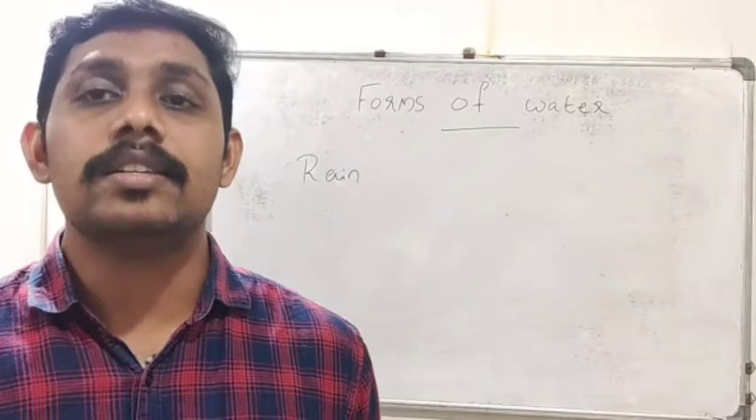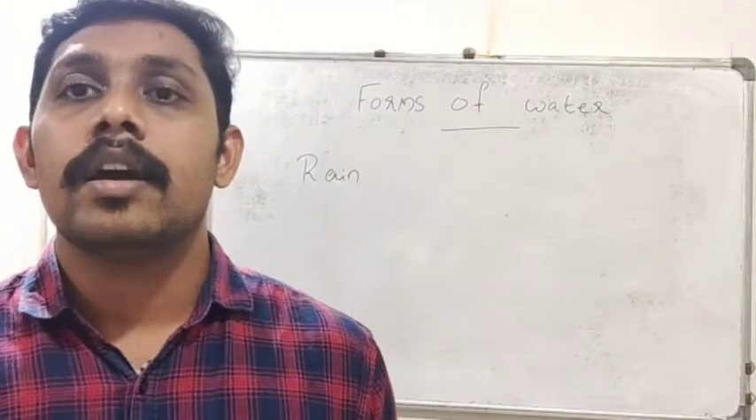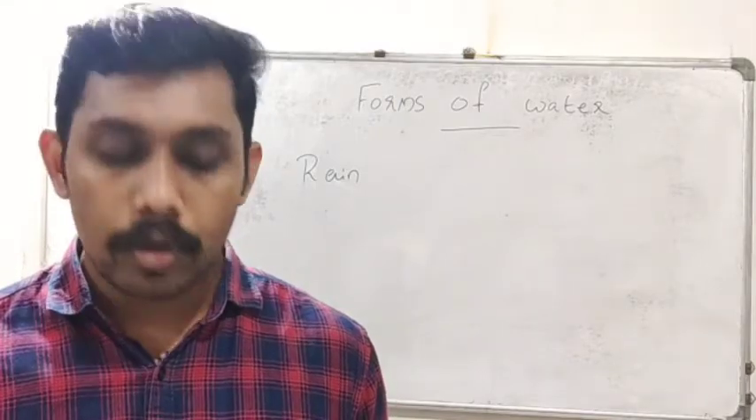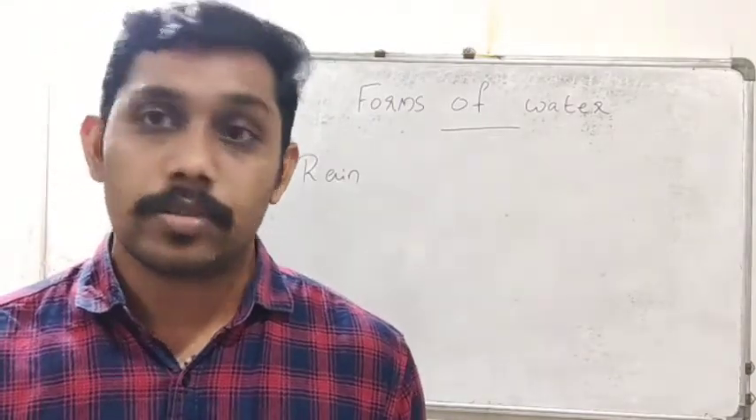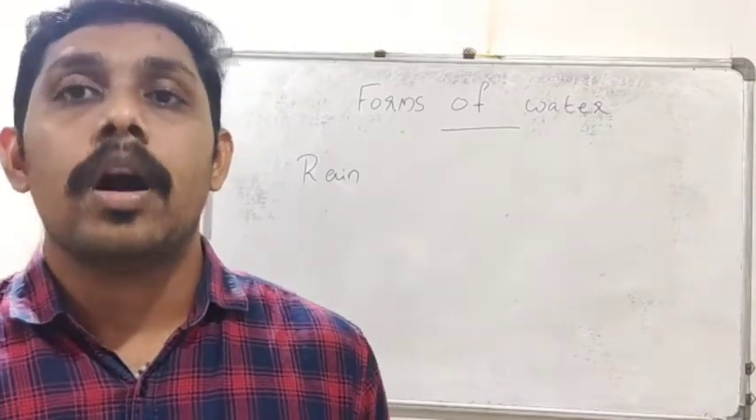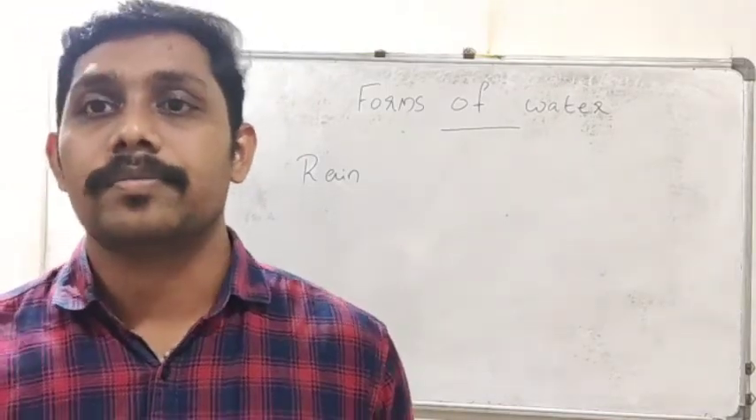By these processes, water becomes some other forms, which is what we are going to discuss in this chapter. This chapter is about air, water and weather. So our first form is rain.